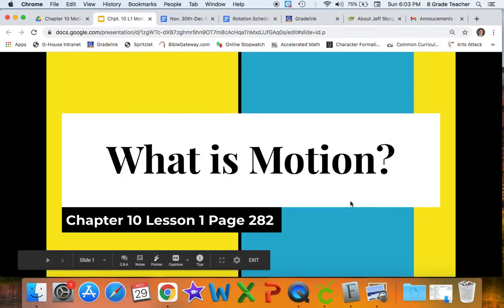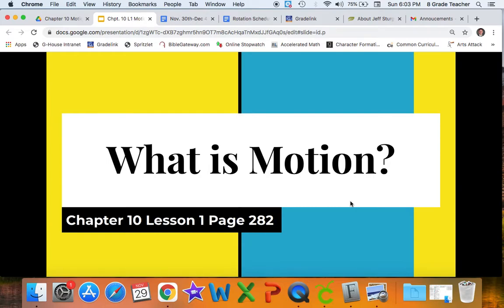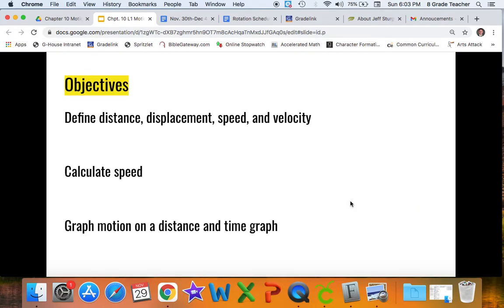Chapter 10, Lesson 1, What is Motion? Can be found on page 282. Our objectives for today are to define distance, speed, and velocity, and to learn how to graph motion while we're calculating speed. When we're graphing motion, we're going to graph motion on a distance and time graph.